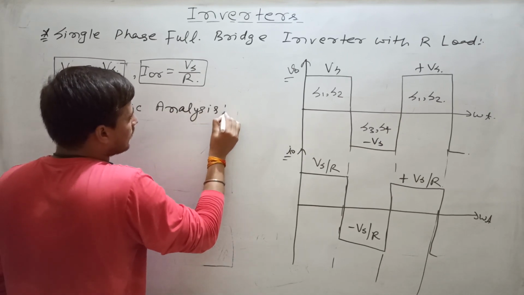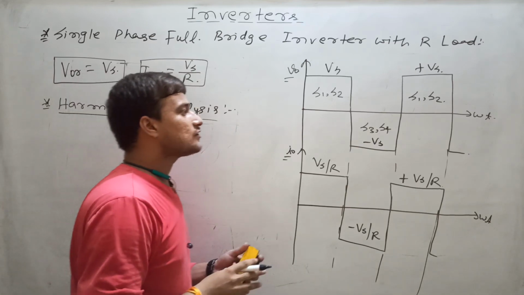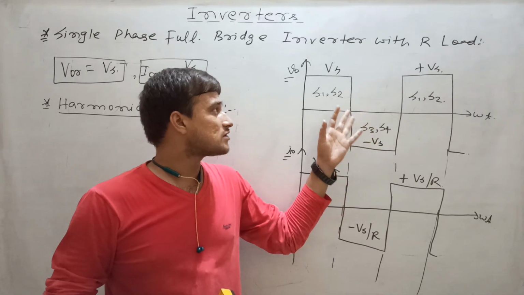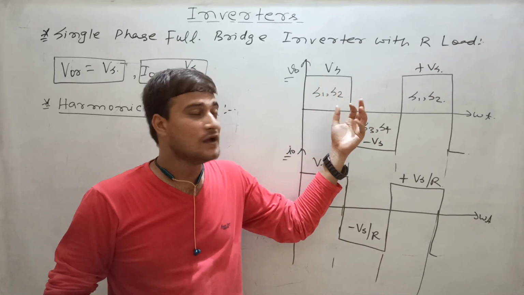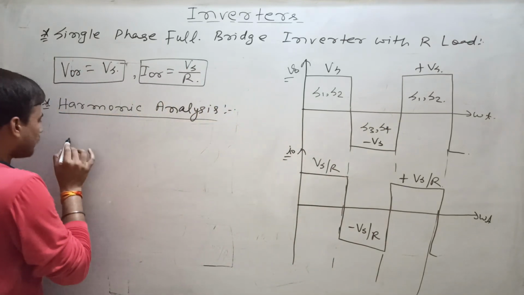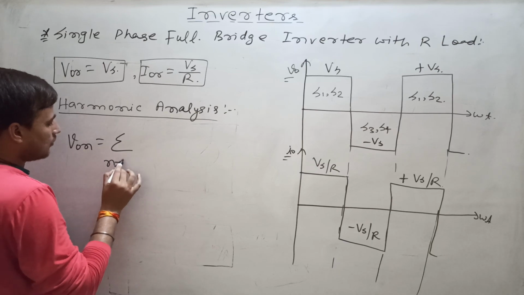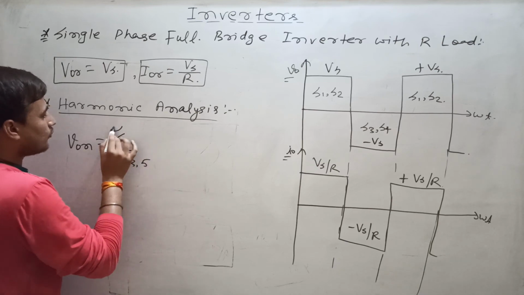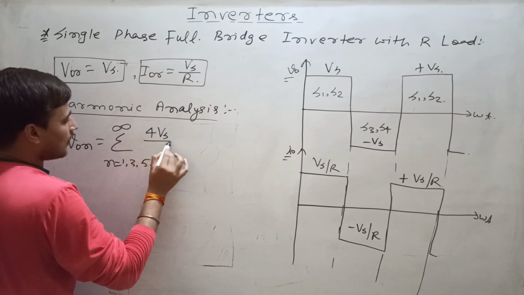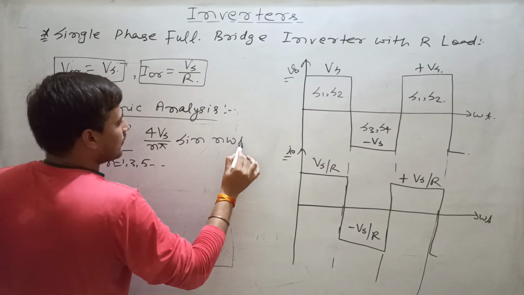So now harmonic analysis, what will you see? In the case of half wave, there is only one difference between half wave and full wave waveform. In the case of half wave, you are getting Vs by 2. In the case of full wave, you are getting Vs. So what will be the value of VON? VON will be equal to sigma n equal to 1, 3, 5 up to infinity. Clear? Here it will be 4 Vs by n pi sin n omega t.